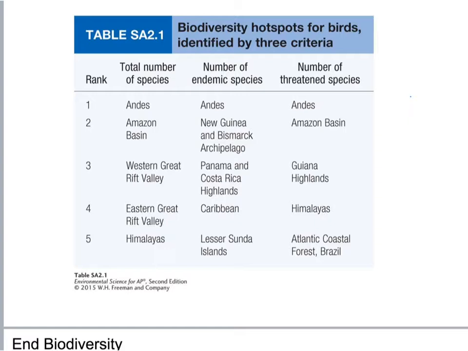Biodiversity hotspots are identified by 3 criteria. If we're talking about just birds, for example, we're using the total number of species, the number of endemic species, and then the number of threatened species. So these factors combined rank birds for who's the most endangered, and then where our hotspots are.